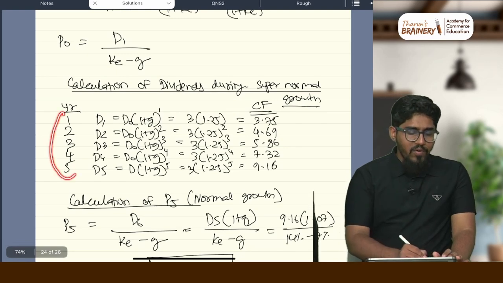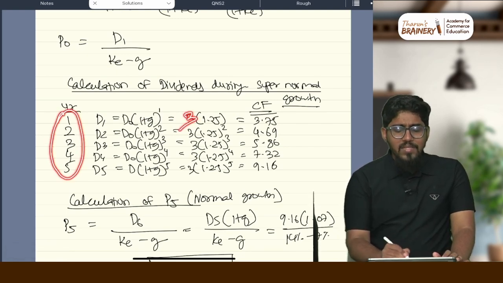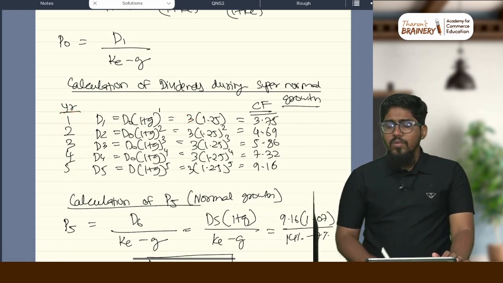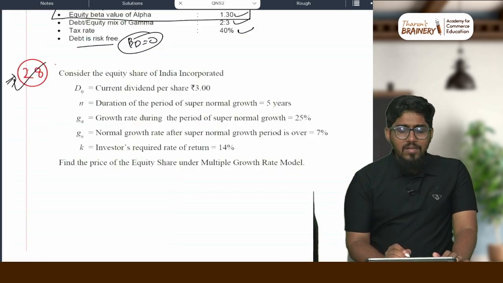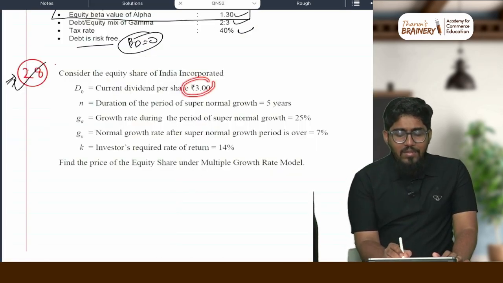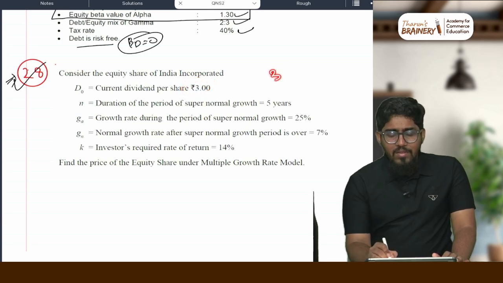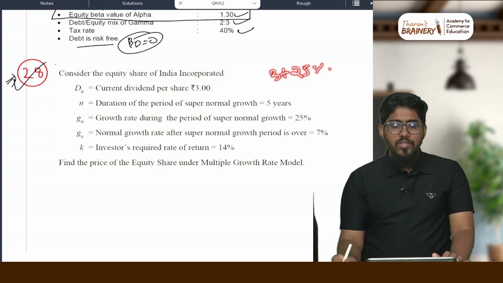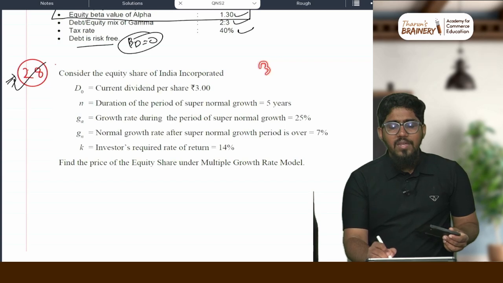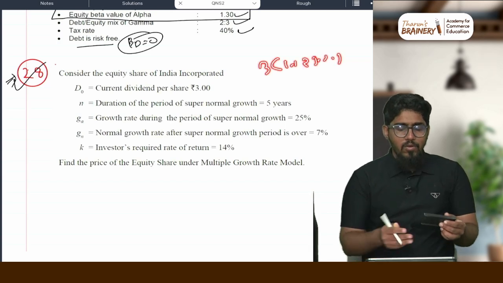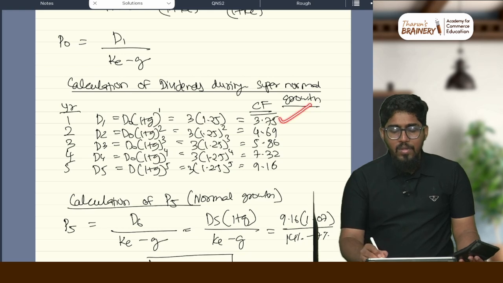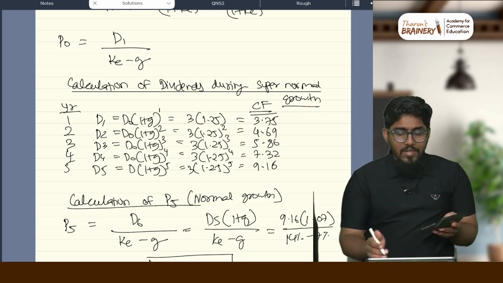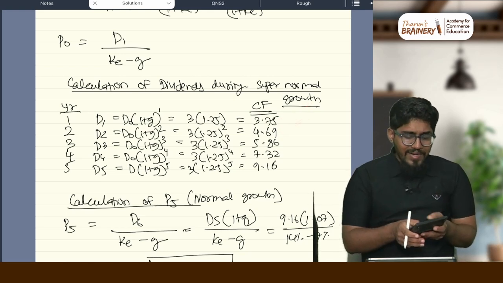Sir, years 1, 2, 3, 4, 5. My current dividend is 3 rupees, sir. Every year my growth rate is 25%. So first year I will get 3.75 dividend. Why, sir? Because currently I am getting 3. So first year 3 plus 25%, which is 3 into (1 plus 25%). Are you all with me? So 3 plus 25% is 3.75. So 3.75. Again plus 25%, 4.6, and again plus 25%.